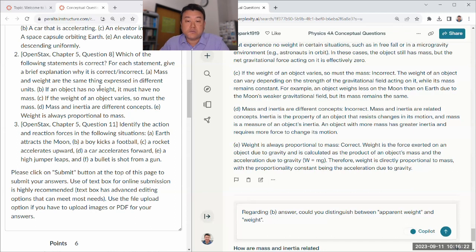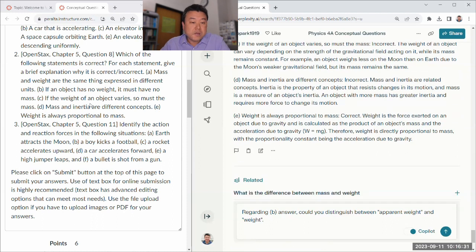No. If gravitational force changes, then weight could change. So yeah, I'm sure that's correct. Good. The mass and inertia are different concepts. That could be a long answer, huh? Incorrect. Okay, that could be the correct response.